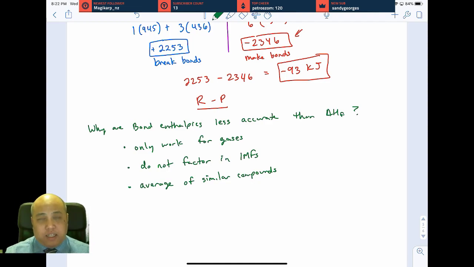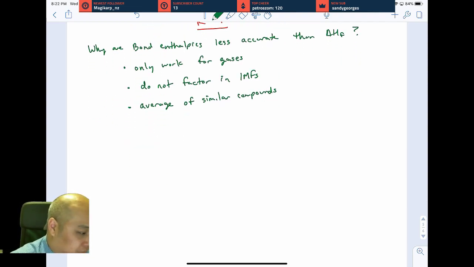So that's okay. Now, if you get the wrong sign for the two values, then you did something wrong. There's no way I can think of that your signs would be different for delta H f calculations and bond enthalpy calculations. Yeah.